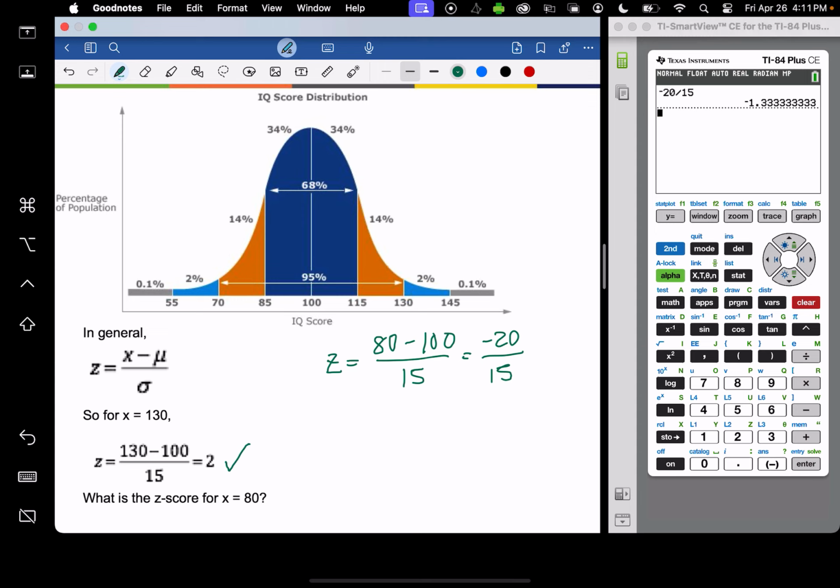So this is saying that z is equal to -1.33. So it's more than 1 standard deviation below the mean. And that just tells me that we're right about there, so I can see that.